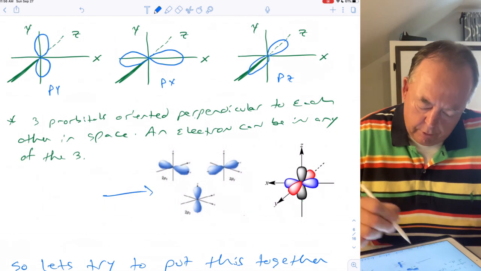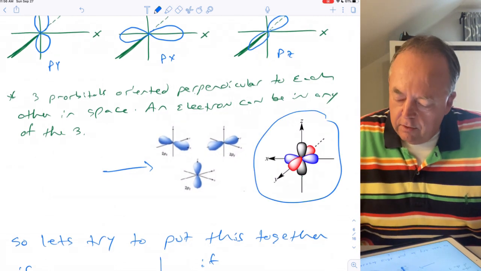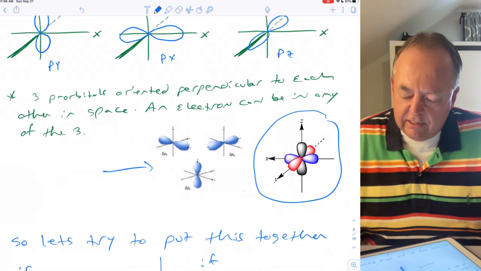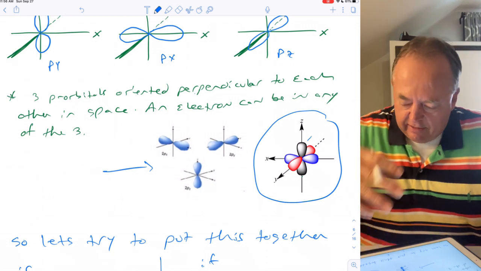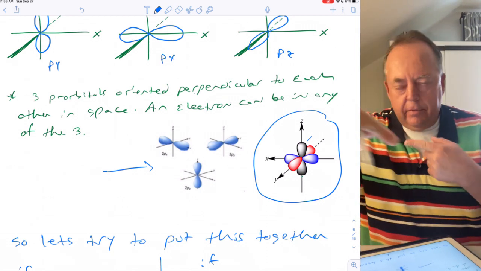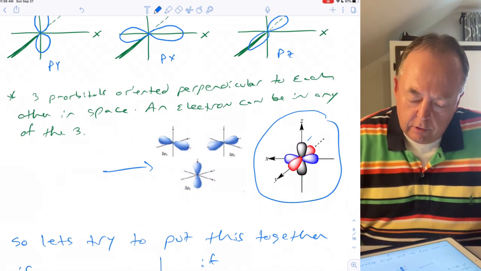This would be a nicer, prettier picture from just a Google search, but you have to keep in mind they're all on the same Cartesian coordinate system. So that's 3 different p orbitals. Right, in this case they have z up and x that way and y coming in and out. So px, py, pz. 3 different p orbitals.